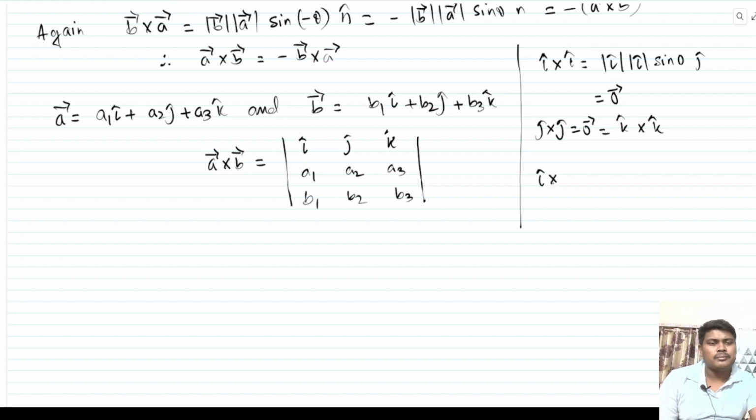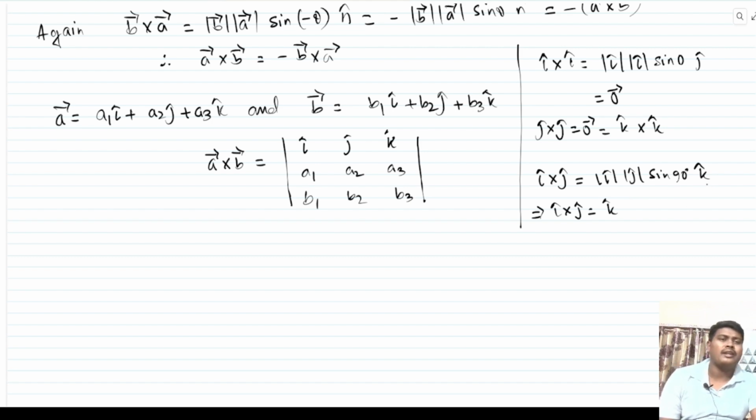And i cap cross j cap is equal to mod i mod j sin 90 degree, and k cap is perpendicular to i and j, and it is also a unit vector, so you can write it as sin 90 degree into k cap. Therefore, i cap cross j cap is equal to k cap. Here mod i cap and mod j cap are equal to 1, as i cap and j cap are both unit vectors, sin 90 degree is 1, and k cap is a unit vector along the z axis. Therefore, k cap is perpendicular to both i cap and j cap.